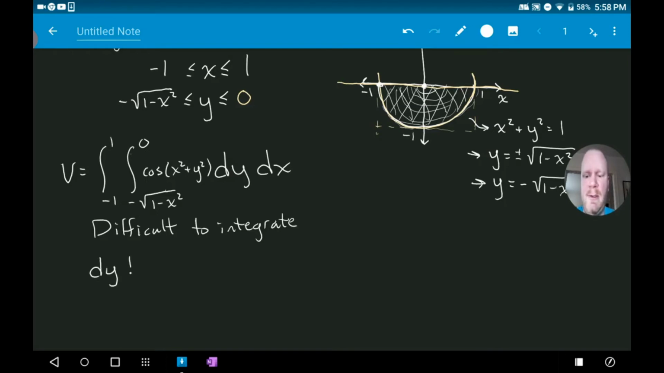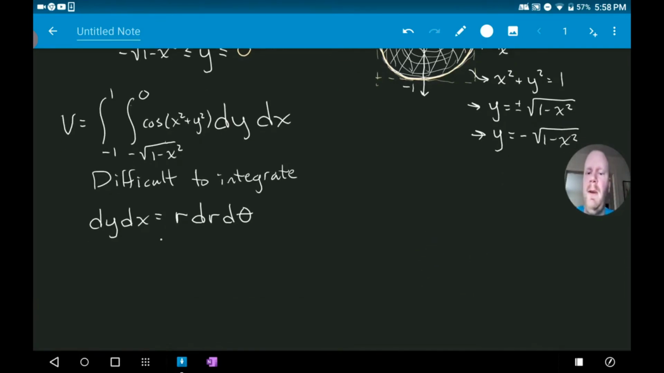dy dx is going to become r dr d theta. This piece here, cosine of x squared plus y squared, is going to become cosine of r squared, since x squared plus y squared is equal to r squared. So we'll see if that makes things any easier.